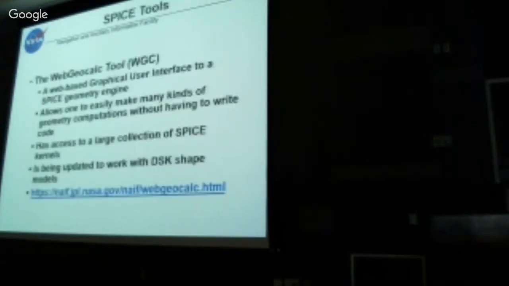Along with preparing the latest SPICE toolkit version, there was also some work done on two tools. The first is WebGeocalc, a web-based graphical user interface to the SPICE geometry engine. It allows making many kinds of geometry computations without having to write any code. It provides access to a large collection of SPICE kernels and is currently being updated to work with DSK shape models. The tool is also available from the NAIF website. Here is the main WebGeocalc menu, which shows what kind of computations are available. You can see a number of geometry calculations and geometric event finder calculations, along with the time calculator.